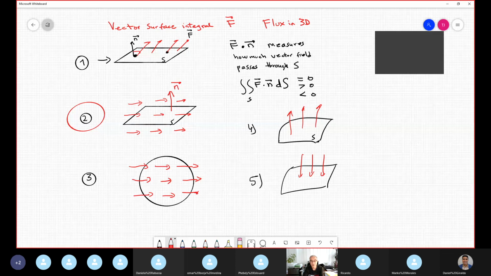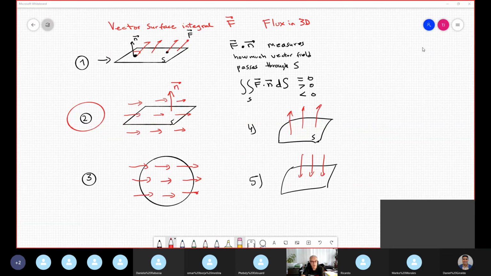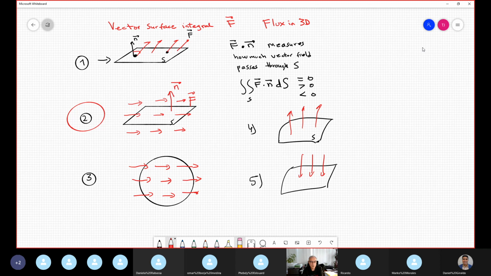Okay. Well, what the answer I need is 0. Es 0 porque es 90 degrees. O sea, es perpendicular. O sea, the vector field F and the normal vector is 90 degrees. Entonces, the flux is 0.